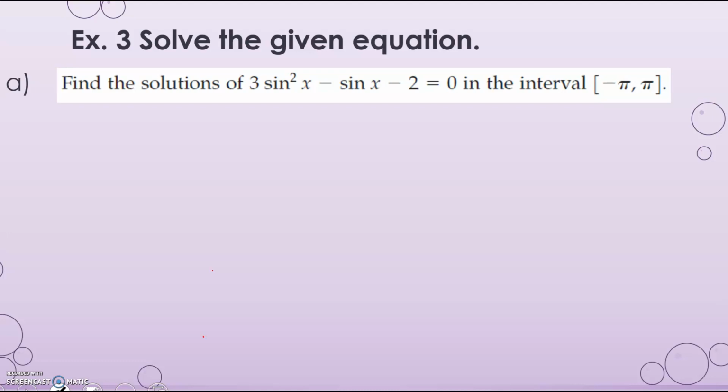So we're going to start looking at this particular question. Find the solution of 3 sine squared x minus sine x minus 2 equals 0. Now keep in mind, we're not looking for all solutions. We're only looking for solutions that fall within the interval negative pi to pi.